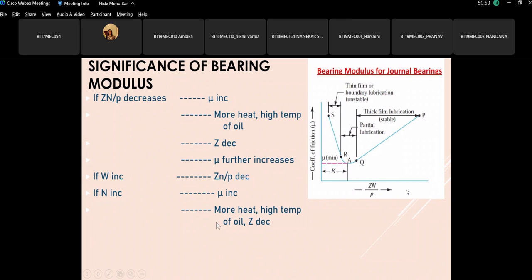With the increase in the speed, more heat is produced because now the journal is rotating at a very high speed. With increase in the heat, the temperature of the oil increases. With the increase in the oil temperature, the value of Z reduces.